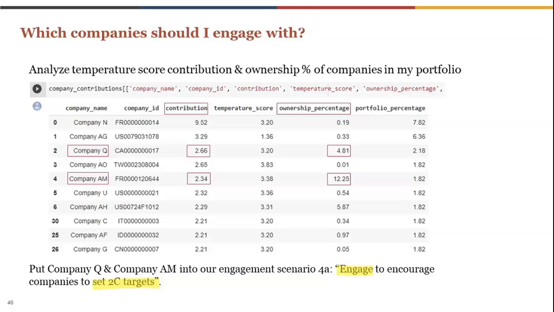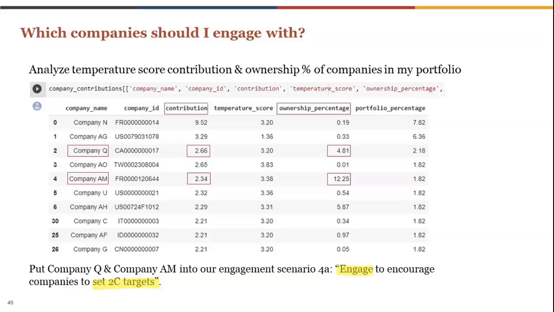And we can then look into the actual holdings of the portfolio, and see how much each individual company within a sector, or for the portfolio as a whole, is contributing to the overall temperature score. If we want to devise an engagement strategy, it is probably quite important to understand how much impact we can actually have when we engage with these companies. And obviously, if you own quite a big chunk of a company, your success rate may be a little bit higher than if you have a small sliver of their equity share, for example.